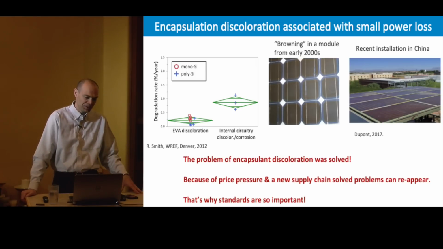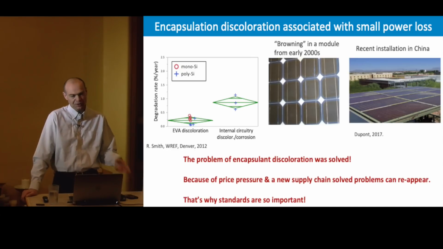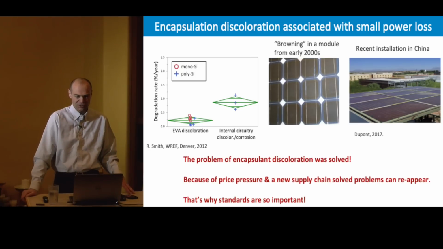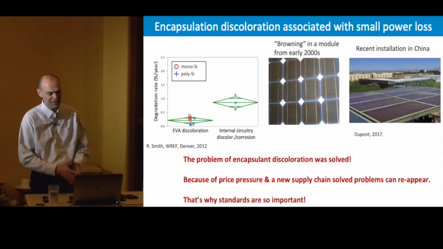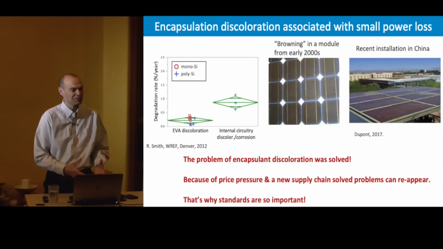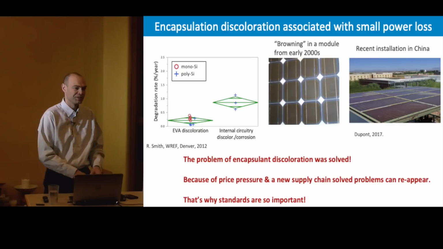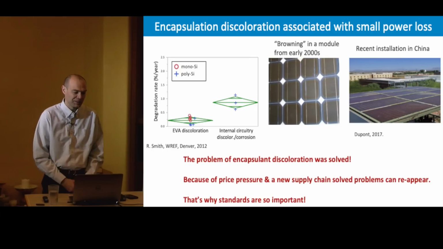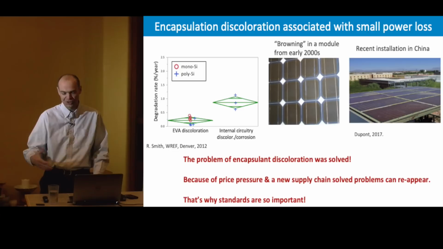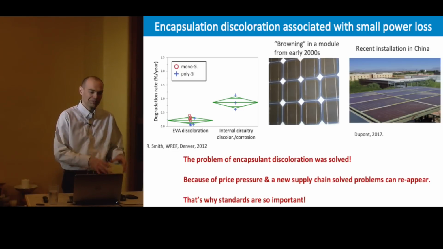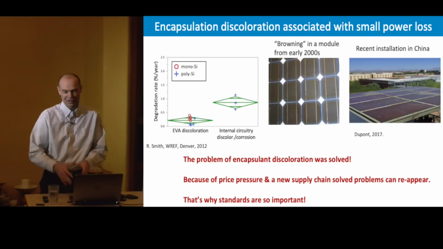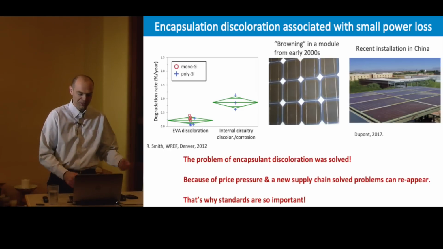That's something you have seen a lot, especially in older installations. And on the right is actually a picture from a recent installation in China, and they also are very brown. This is why we really need to have standards, because the problem of encapsulant discoloration was solved 10 years ago or more. But because of price pressure and an ever-changing supply chain, the problem can reappear. So we need standards so problems that are solved stay solved and don't reappear.